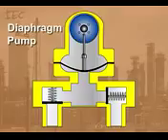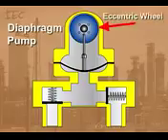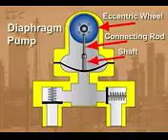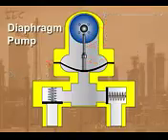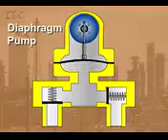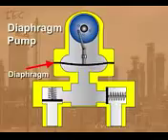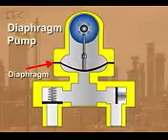The diaphragm pump has a crankshaft or an eccentric wheel attached to a connecting rod. The connecting rod is attached to a shaft, and the shaft is attached to the center of the diaphragm. As the eccentric wheel turns, the diaphragm moves up and down, creating the pumping action required to operate the pump.